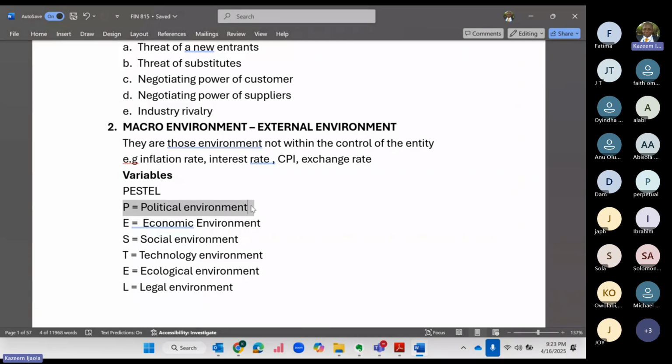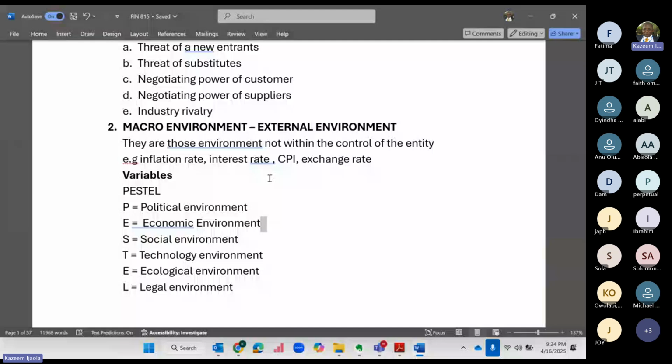Then the second one is the economic environment. This economic environment basically revolves around government policy surrounding the economy, like what the interest rate is, what the exchange rate is, what the CPI is. Those are the things that you discuss under the economic environment.